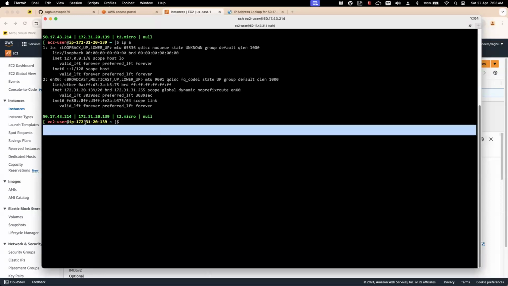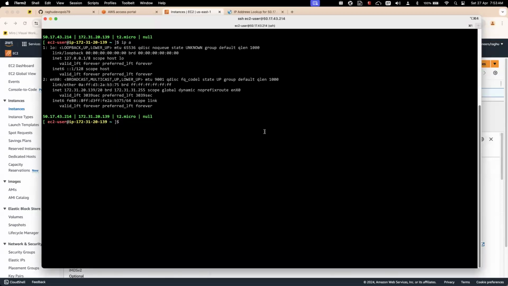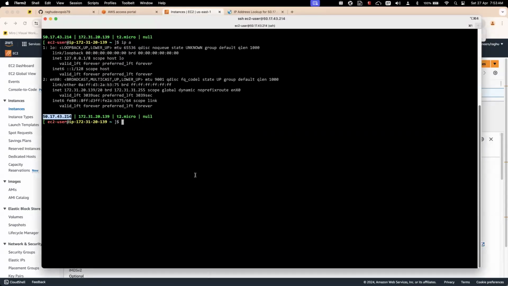However, here I have given a custom prompt to easily identify from the prompt what is a private IP address and what is a public IP address. The public IP address is fetched from here, and I'm just displaying it over here as a customized prompt. This will help in certain scenarios.